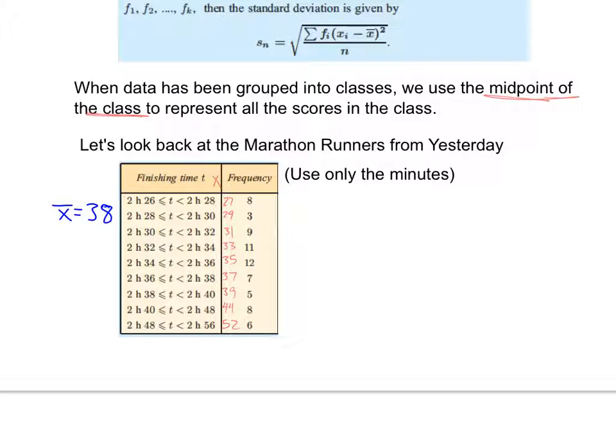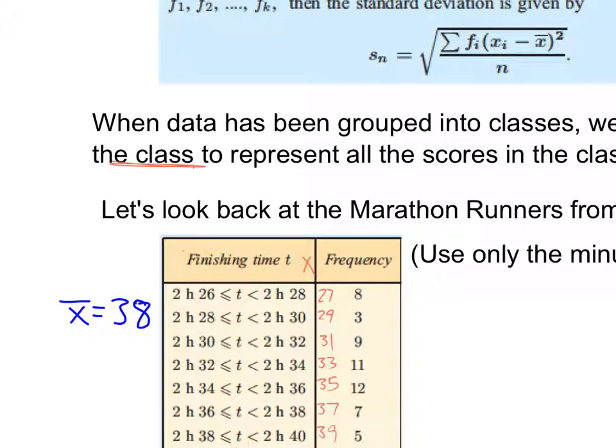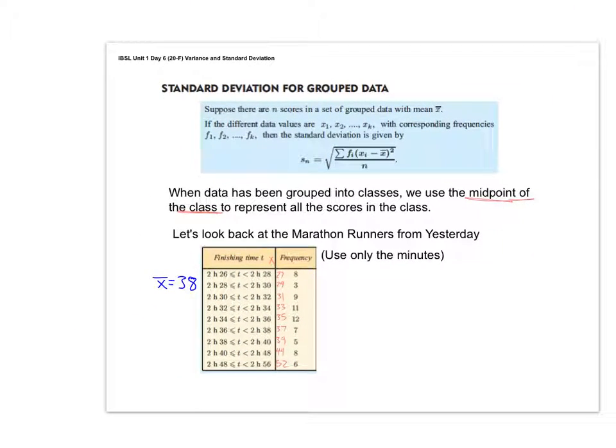Now, I already got the mean of 38 here, but remember, to get the mean, we would do the sum of the score times its frequency all over the sum of all the frequencies. So if you remember here, what do we have? 69 runners. I think we had 69 runners total. So it's going to be over 69. But then we're doing 27 times 8 plus 29 times 3 and so on.